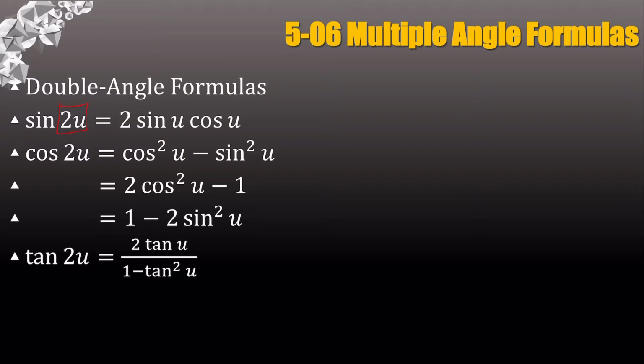These all come from the sum formulas. So it'd be like sine of u plus u, which was sine u cosine v, in this case u, plus cosine u sine u. As you can see, that would simplify to 2 sine u cosine u. That's where they come from.